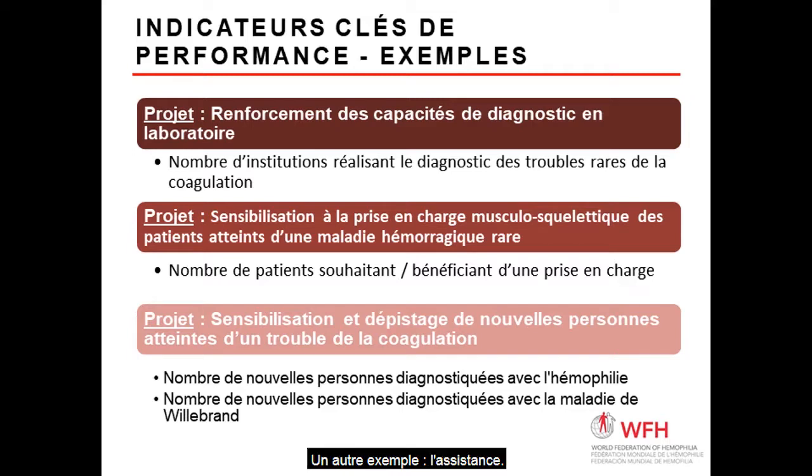Here's another example. Outreach. The project is outreach to identify people with bleeding disorders. So your KPIs, your key performance indicators in this case, are the number of newly identified people with hemophilia and the number of newly identified people with VWD. Hopefully that helps you figure out what kind of measurements you can have.